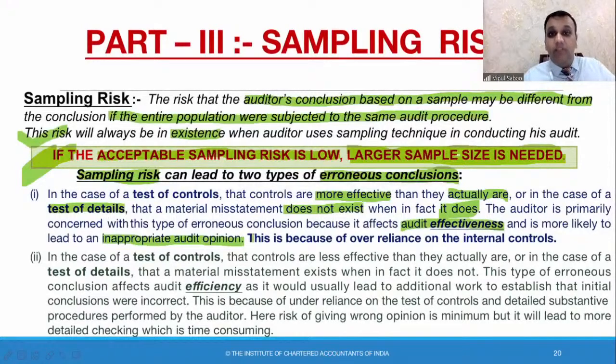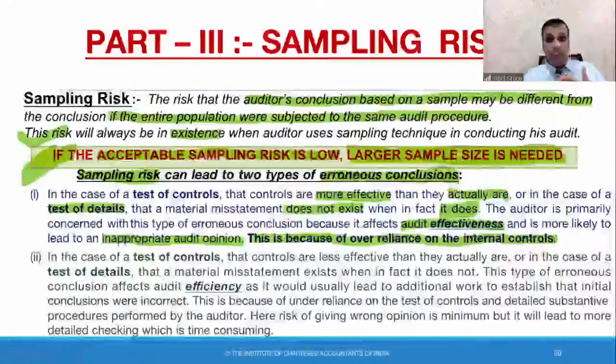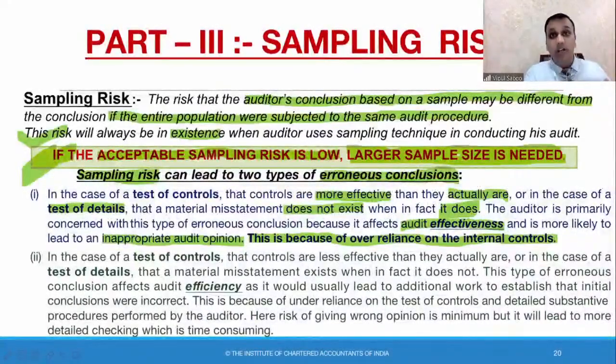So this means the auditor has placed over-reliance on the internal controls. Now the auditor will place over-reliance on the internal controls. The controls are actually not that good, which the auditor has concluded. If the auditor has concluded good controls, he's relying on those controls, but actually the controls are not good. So this reliance has turned into over-reliance. And this will further affect the quality of our audit.